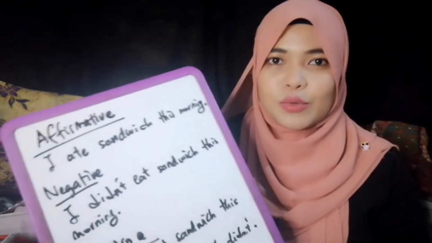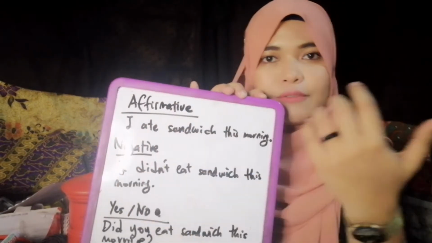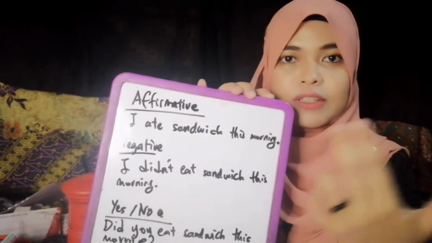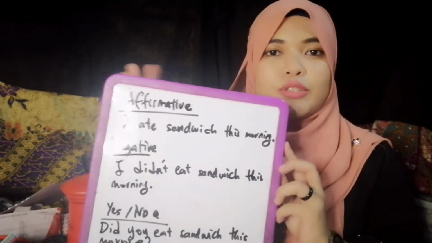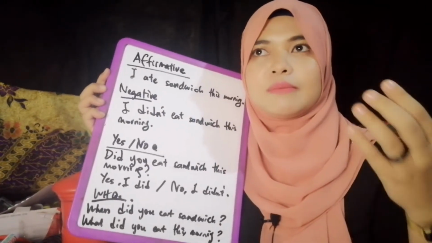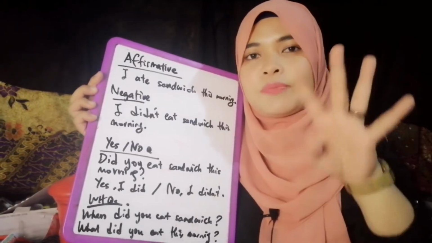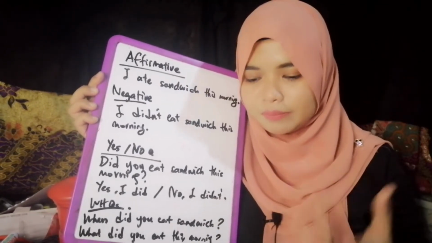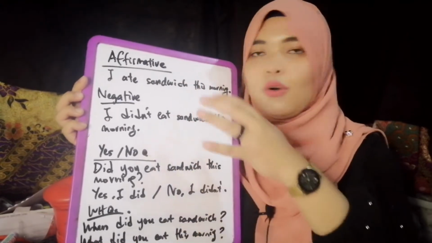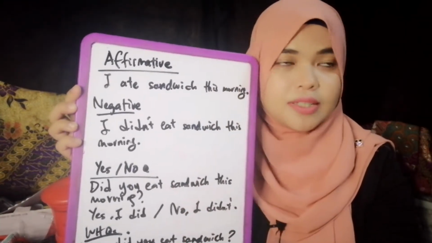So when we are using past tense, we need to have these four elements, which are affirmative, negative, yes no questions, and WH questions. Remember when we talked about simple present before, I told you about these four elements that need to be seen. So affirmative, negative, yes no questions, and WH questions.